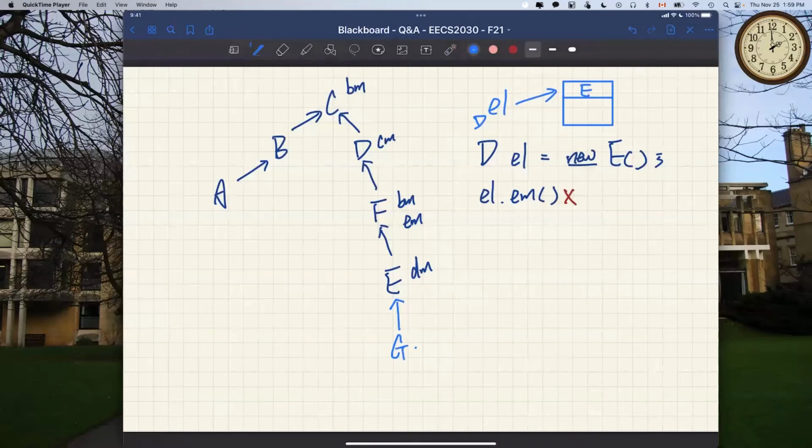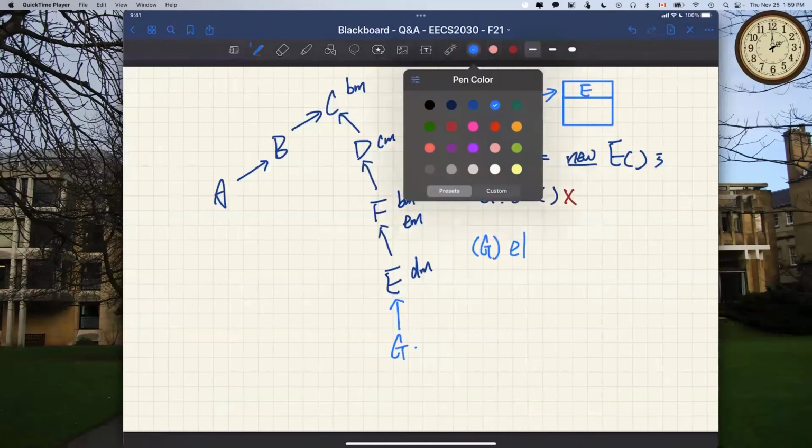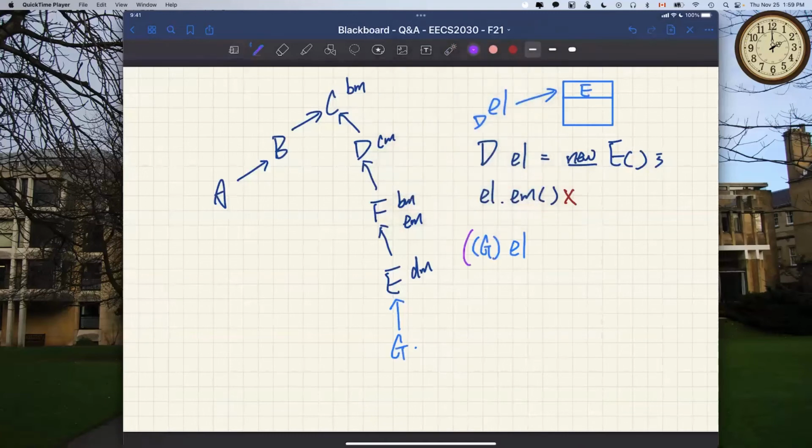What happens if I try to do this? E1 over here. Oh, sorry, let me write it down properly. E1 over here, I want to cast that into G. And then after that, I will try to invoke .EM.